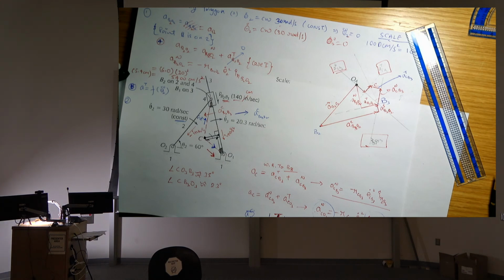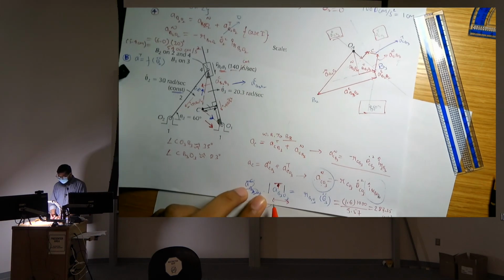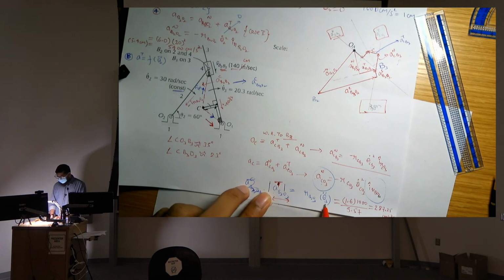Why did you divide by 5.57? That's the radius. We know this magnitude. We need to find out this. So I just took this in the denominator.